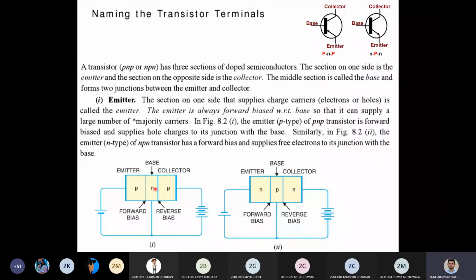But in both these cases, the charge carrier will be different. Here the current will be due to the holes, and here the current will be due to the electrons. A large flow of electrons from N to P will be there, and here a large number of holes will be transferring from P to N.